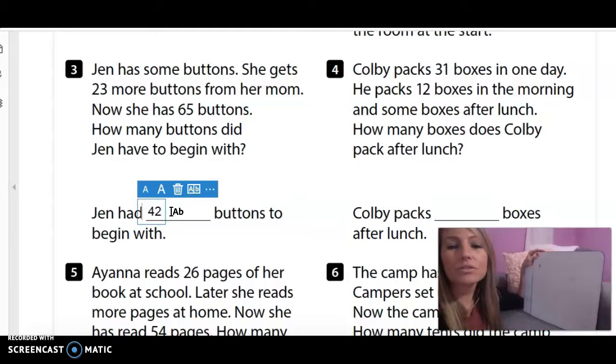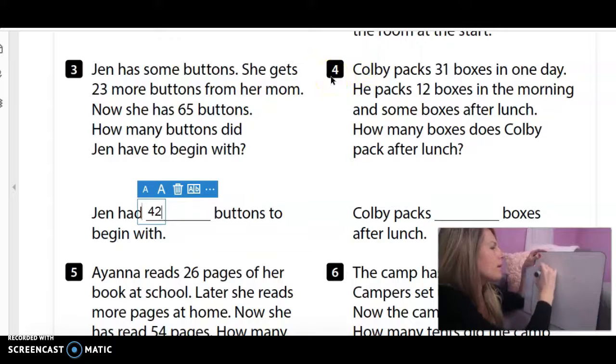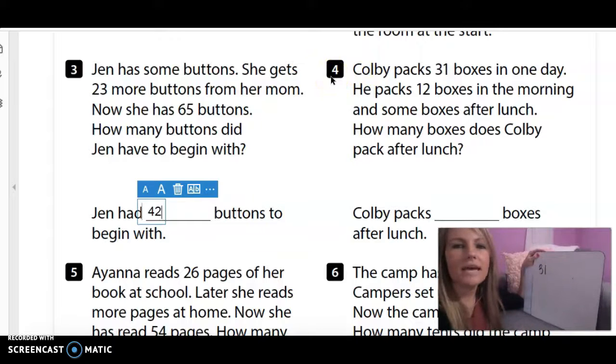Okay, last one we'll do together. The remaining ones on this page will be all you to complete by yourself. Colby, we're on number 4. Colby packs 31 boxes in one day.